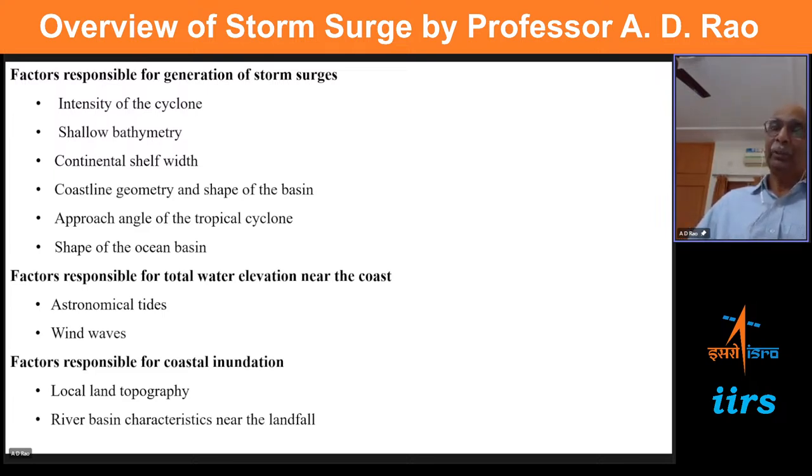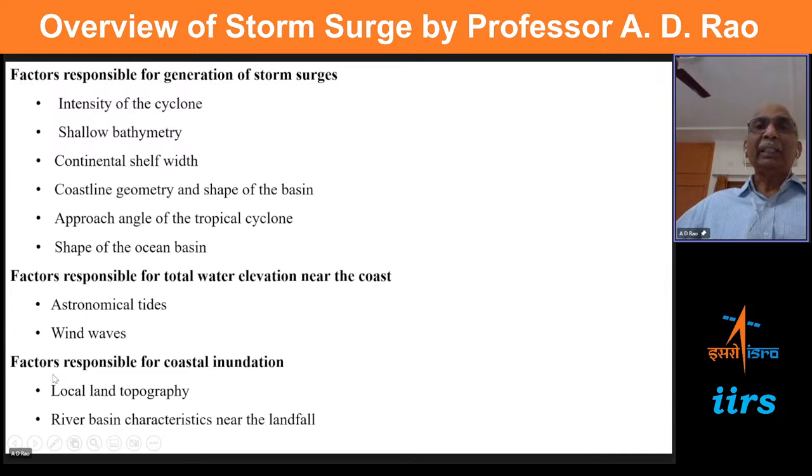So what you understood is that total water elevation is the most important thing, not just storm surges. You have to consider how the storm surge interacts with the tides and also wind waves. The interaction precisely contributes to the total water elevation. It has so many components, because it doesn't matter what the storm surge alone is. Total water elevation being more means you have more inundation, depending upon the land topography. That's what you have to understand.